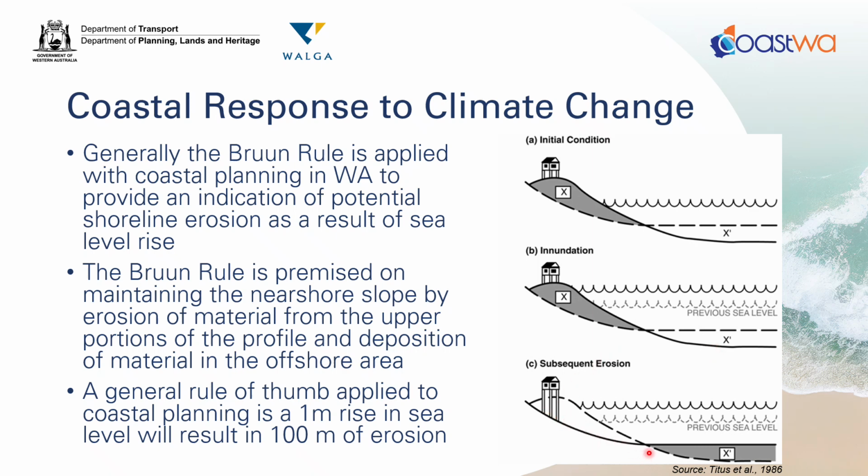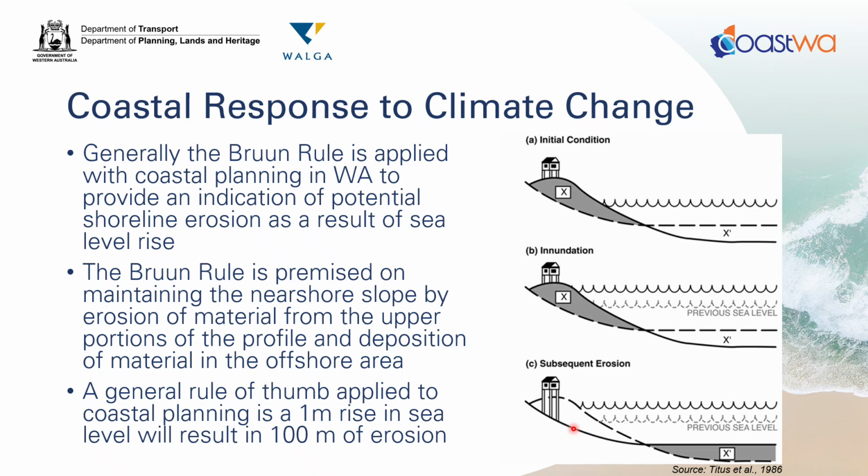So you see that in this bottom part of the figure, where you've had erosion of this upper area and it's deposited in this lower area of the profile, therefore resulting in the same cross-shore profile, just at a higher elevation of water level. As a general rule of thumb, which is applied to coastal planning and used in the state coastal planning policy, a 1 metre rise in sea level will result in 100 metres of erosion of the shoreline. Now that's, as we've said, the Bruun rule is based on a slope.